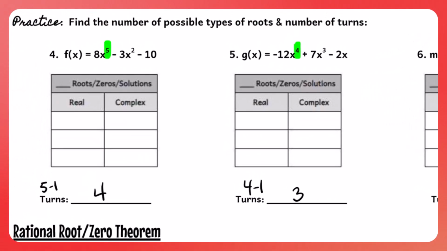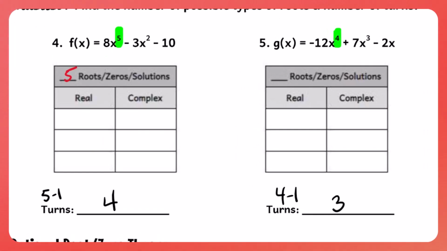Now, when we talk about the roots, let's take a look at this. The degree is also going to tell you the number of roots there are. So if we've got 5 roots, because our degree is 5, that means we could have 5 real solutions. Now, if all of them are real, that means I'm not going to have any complex solutions.